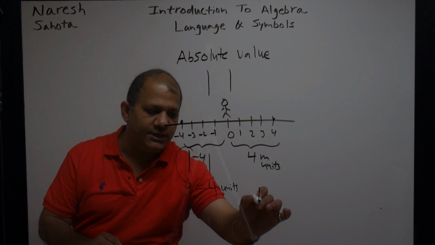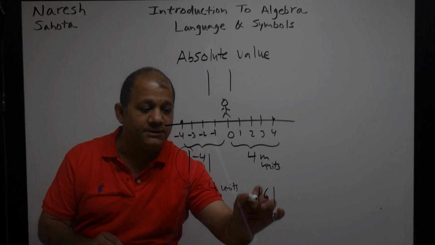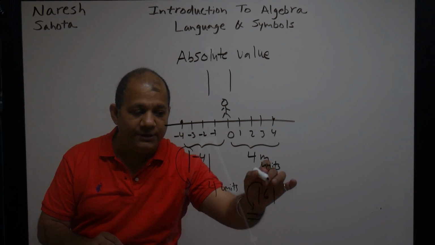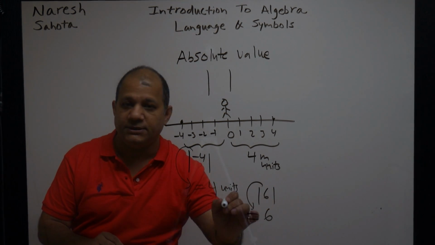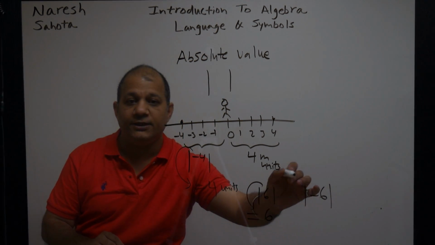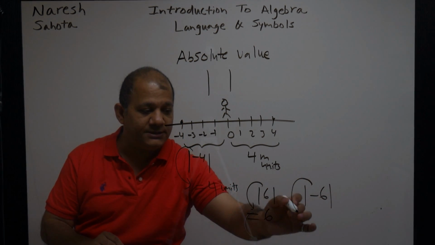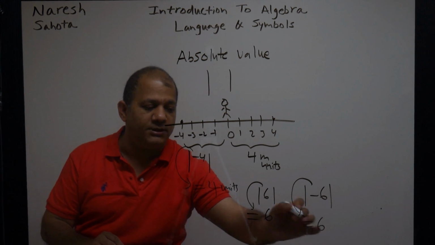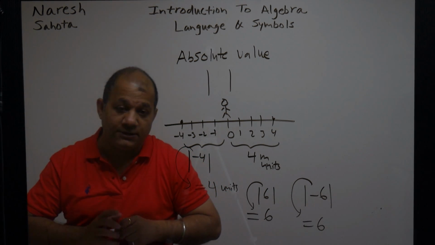Another example we can do: what's the absolute value of 6? When this number comes out of these bars, the answer is 6. Now, what about the absolute value of negative 6? Bring this out of the bars and it becomes positive. So that's the concept.